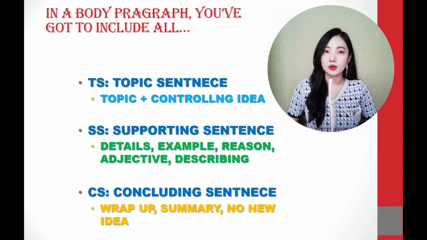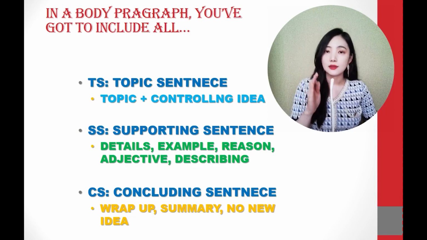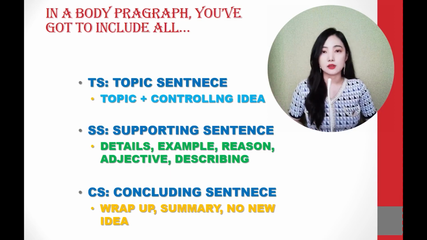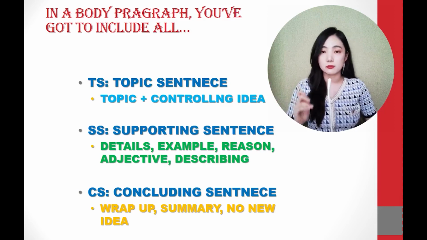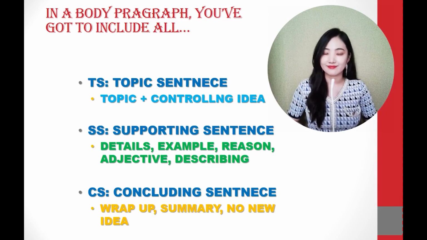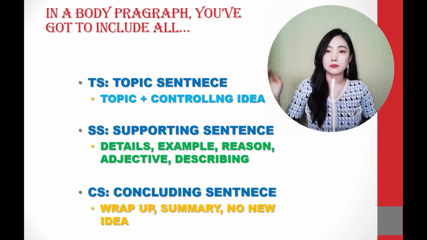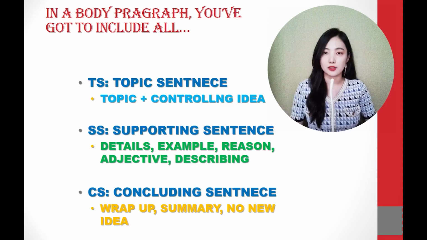So for example, my topic is lifestyle. Lifestyle, it's my topic. This is one keyword. What about lifestyle? So my controlling idea describes topic. My controlling idea tells details about topic. Okay? So maybe my topic sentence can be: lifestyle is influencing your mentality and your physical health. That's my topic sentence.